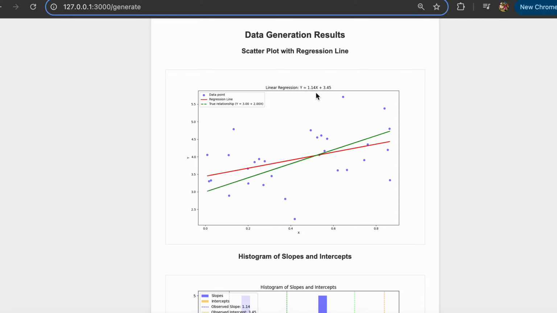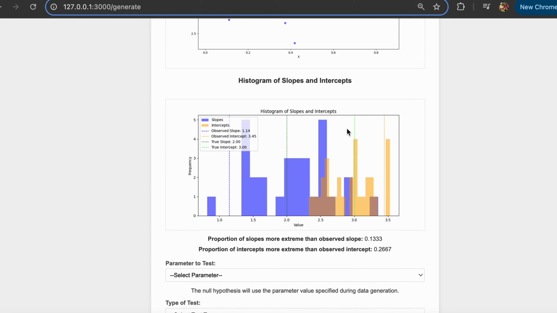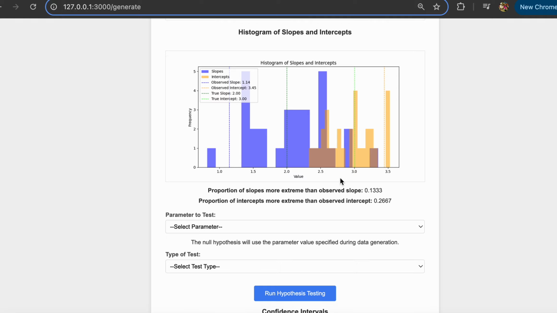here, one of the parameters I set. As you can see here, the green being the true relationship and the red being the regression line, we reflected the trend quite well, except that ours is 1.17x plus 3.45, and the true relationship is 2x plus 3. So one of our predicted values is a little bit higher, and one is a little bit lower than expected. And here is the histogram, which shows that data again.